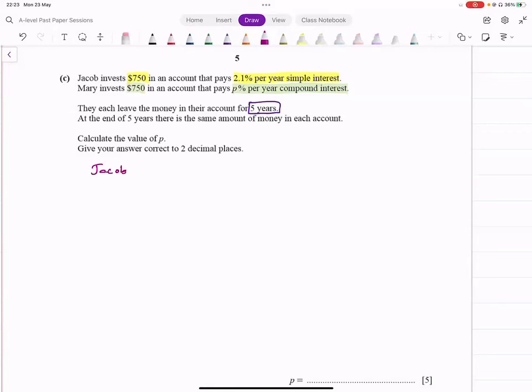Now for Jacob, what do we know? Initial amount, उसका जो principal है, what's that? That is $750. That's the principal amount that Jacob has.